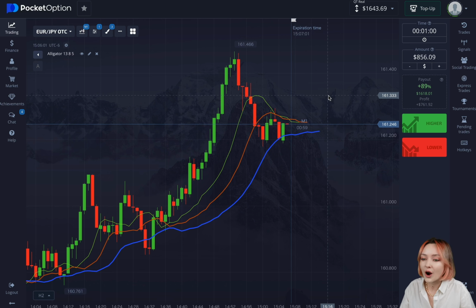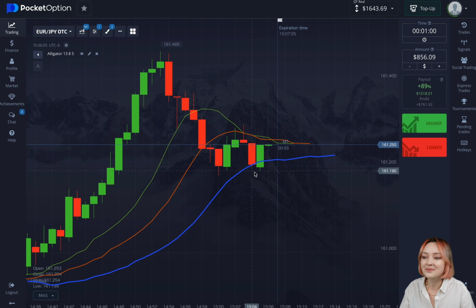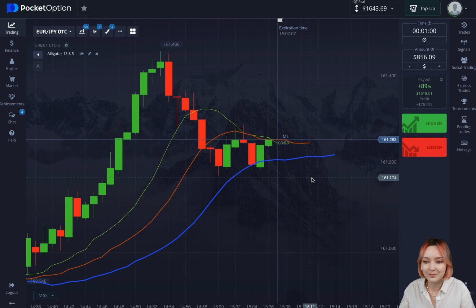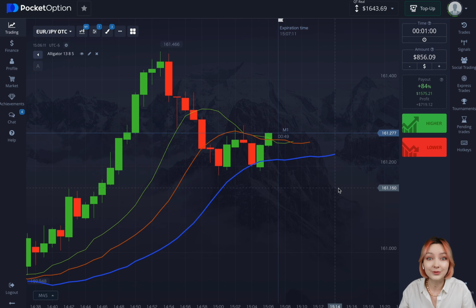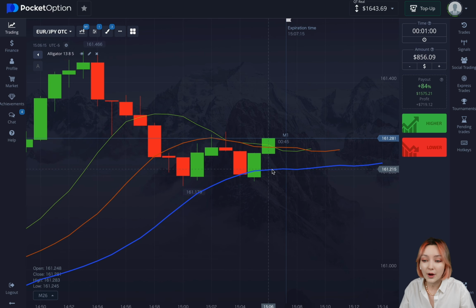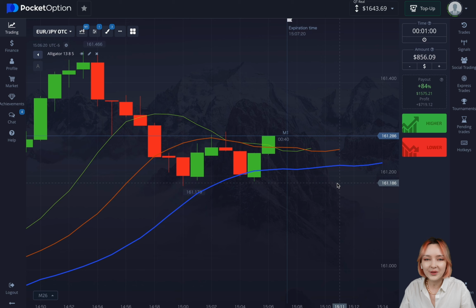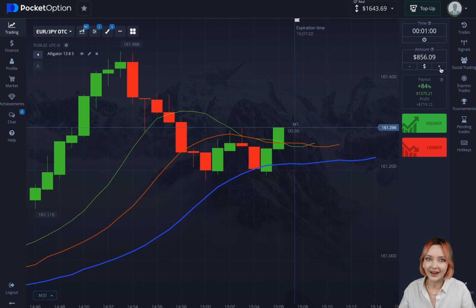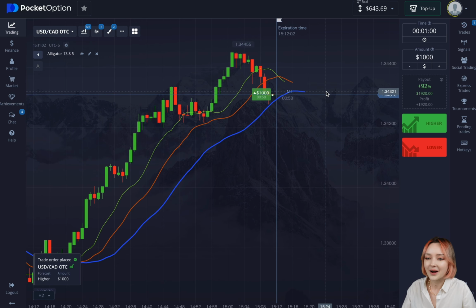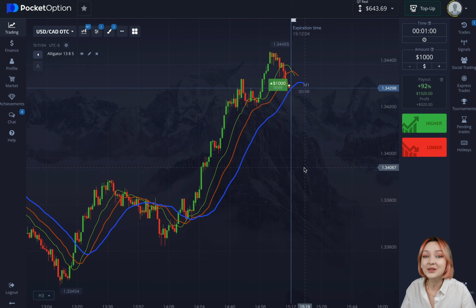As you can see, our plan has worked out to the full extent. Moreover, the bullish engulfing pattern has formed right here, which can potentially be followed by a growth. So if this candle right here fixates above the 2 moving average lines now, we will have all the rights to keep trading upwards.